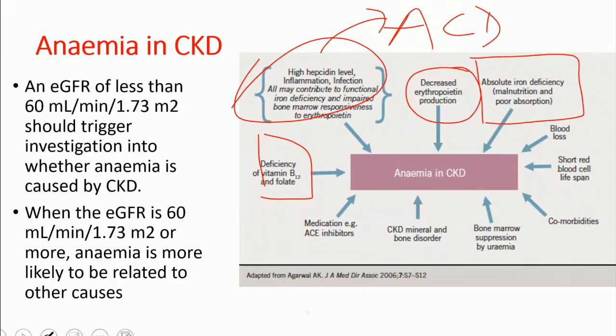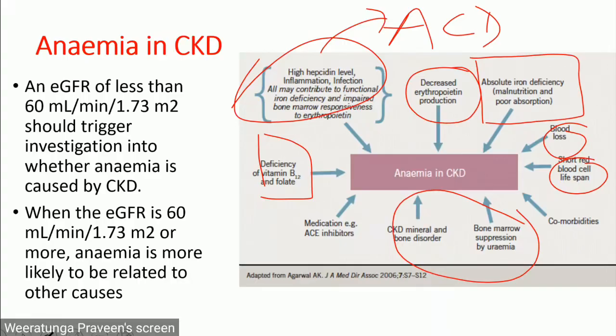And there are various other rarer causes as well, right? Patients with CKD have increased blood loss. They have shorter red cell lifespan, right? And they also have bone marrow related and bone related issues. The uremia can suppress the bone marrow production of red cells. And also in renal bone disease, the health of the marrow inside the bones reduces.